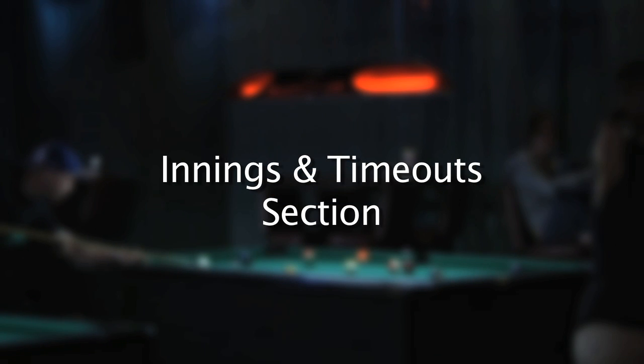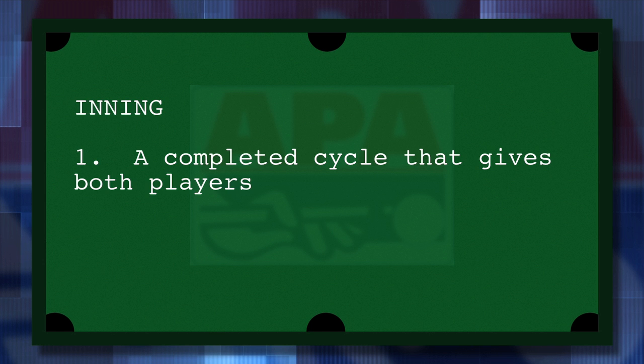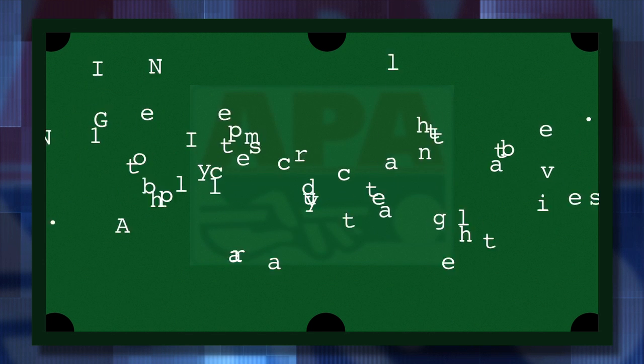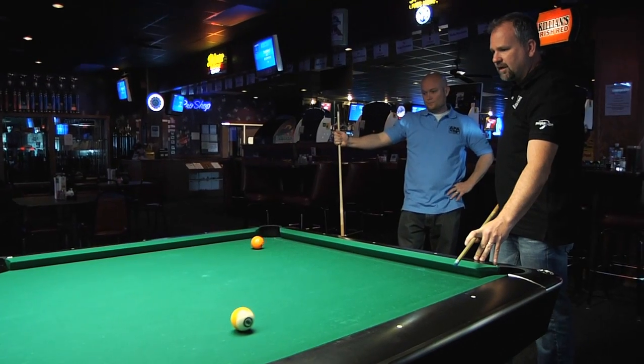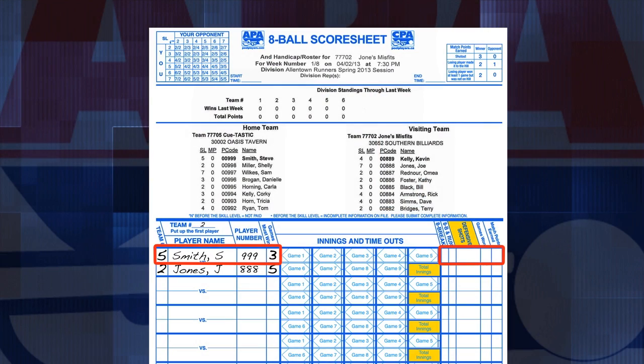Now let's look at the innings and timeouts section. An inning in pool is a completed cycle that gives both players a turn at the table. The player who won the lag, in this case Steve, is listed first and is the top half of the inning throughout the match. The player who lost the lag, in this case Joe, is the bottom half of the inning throughout the match. Since Joe lost the lag, he ends each inning. An inning is not over and therefore not marked until the player who lost the lag, Joe, misses or fouls.